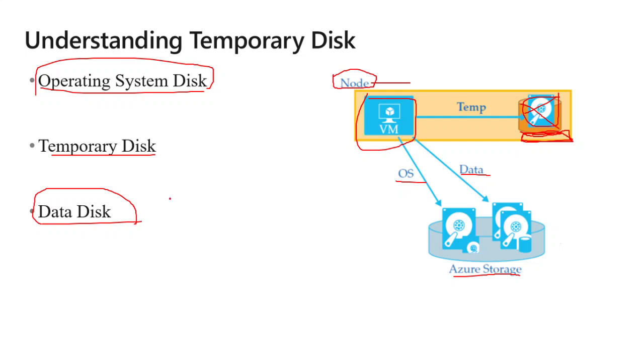So we don't create the temporary disk; it will automatically get created. But we create the OS disk and we create a data disk. The OS disk is created along with the image when we deploy the virtual machine. But the data disk we need to create manually. Make sense, guys? Okay.